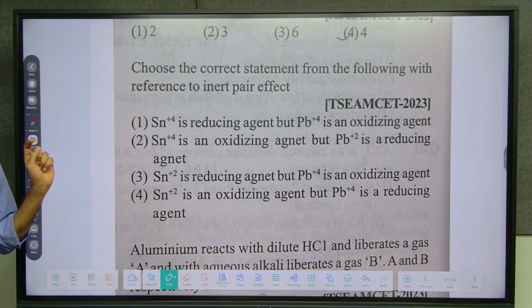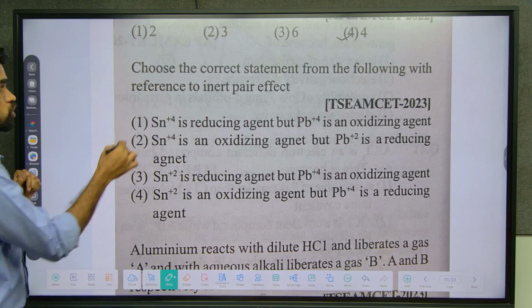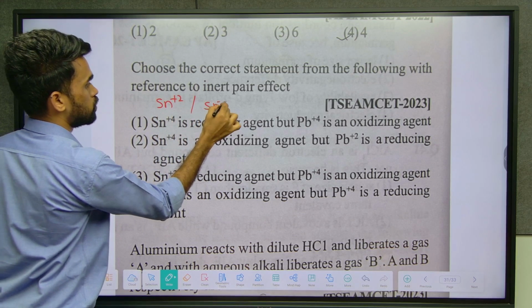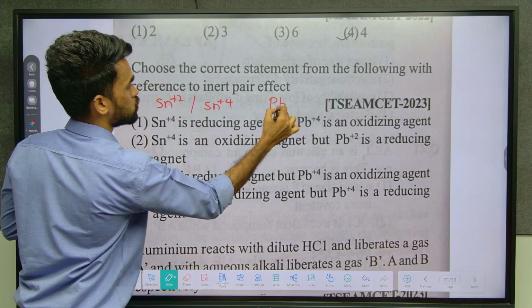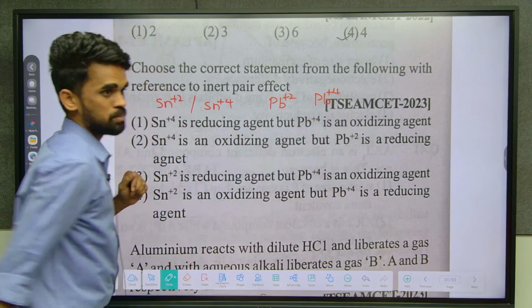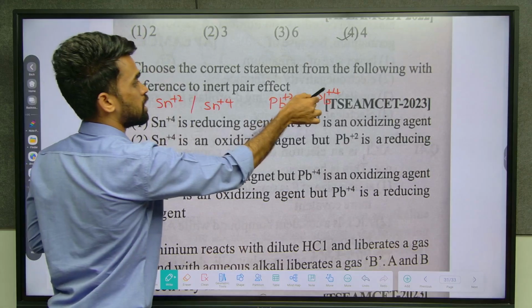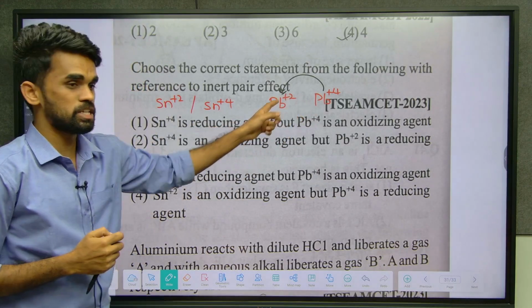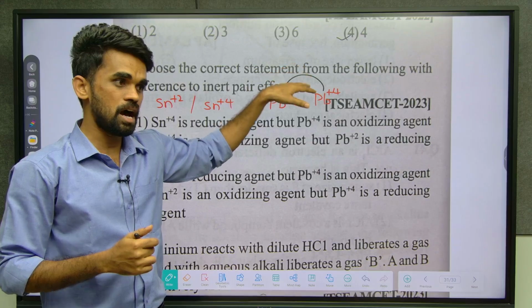First of all, which group elements? 14th group. So they are saying about Sn plus 2 and Sn plus 4, and next Pb plus 2, Pb plus 4. We know Pb plus 4 is unstable. So now what it will try to do? It converts from here to here. So what is that nature? It is undergoing reduction, oxidizes others. So I can say oxidizing agent.